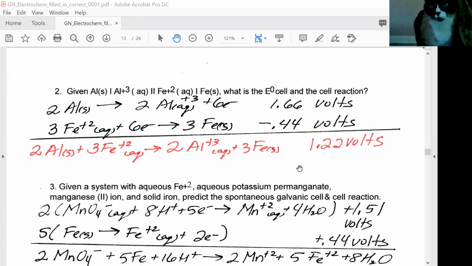So this is the page that was missing because I was collating and I got the wrong page in. So we're given the shorthand notation and we're asked for the E of the cell and the cell reaction.